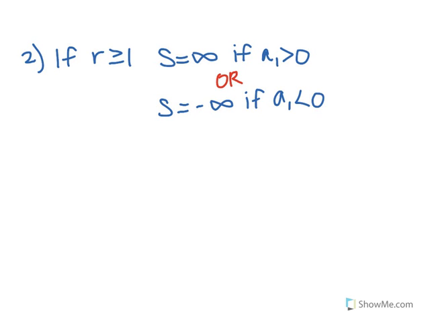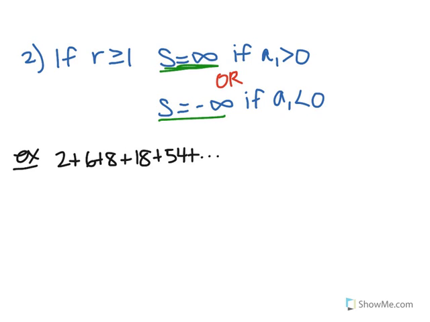So that brings us to case 2. What if your common ratio is bigger than or equal to 1? Then your sum is either going to be infinity or negative infinity, and it all depends on your first term. It's infinity if your first term is positive, and it's negative infinity if your first term is negative.